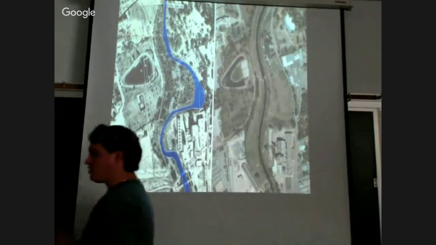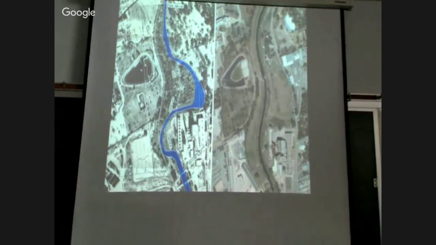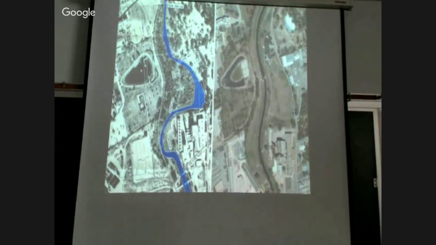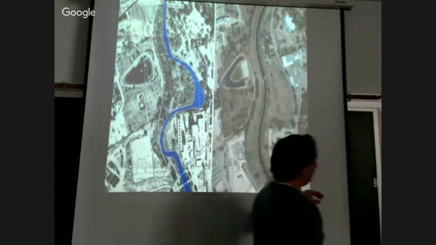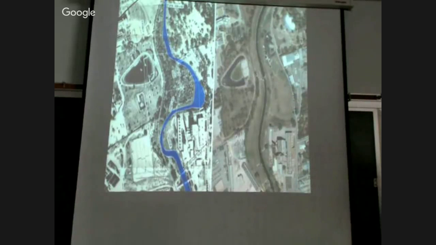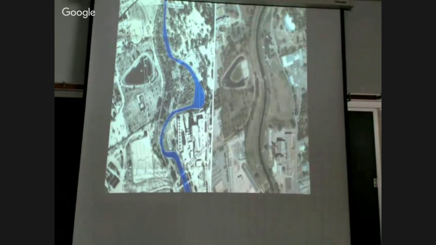So that's why channelization is really kind of a good method of keeping the river at bay, so to say. So with the channelization that was done on the right, you've now changed the river dynamics. You've stopped it from continuing to grow and meander, etc.